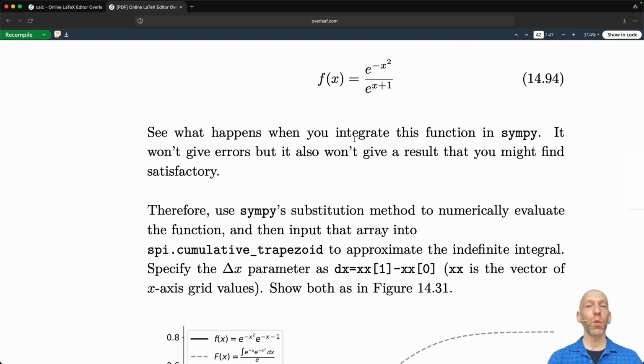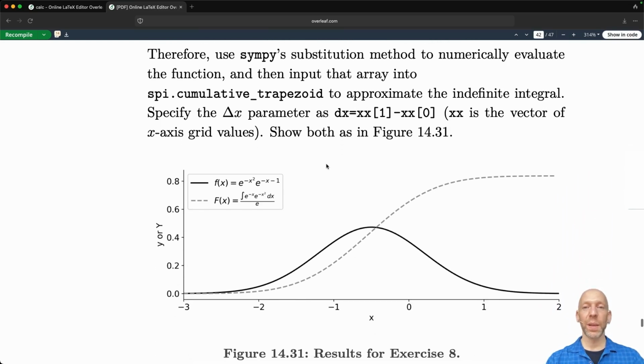Now, I would like you to try integrating this function in SymPy and see what happens. You might be a little bit surprised or possibly unhappy with the results. And then what you want to do is use substitution to get numerical results, and then use cumulative trapezoid, this function in the SciPy integration module, to approximate the indefinite integral. You can recognize a lot of this from the previous exercise, and you can reuse a lot of code from it.